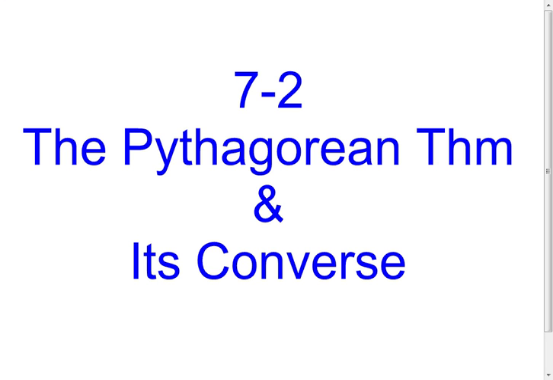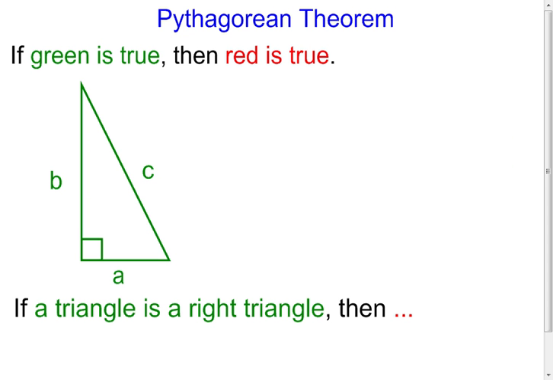In this lesson, we're going to take a look at the Pythagorean Theorem and the converse of the Pythagorean Theorem. So the first one is the actual Pythagorean Theorem, which many of you, I'm pretty sure, have already seen. But what the Pythagorean Theorem states is, if you have a right triangle, which I have here in the green, then what are we going to know?